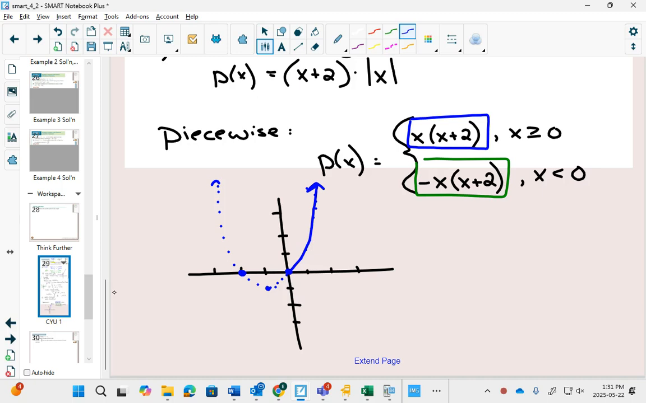The green one has the same x-intercepts. But it opens down, because it would be a negative x squared graph. So its vertex would be here. And if I graph the whole thing, that parabola would look like that. But I only need the piece when x is less than 0. So I take this piece of that parabola. And my final graph apparently looks like this.